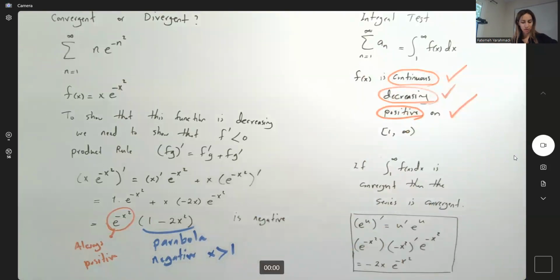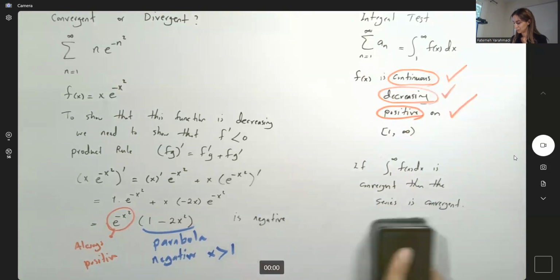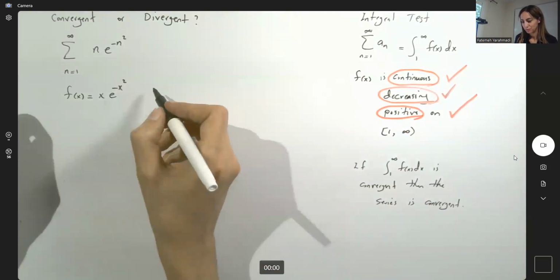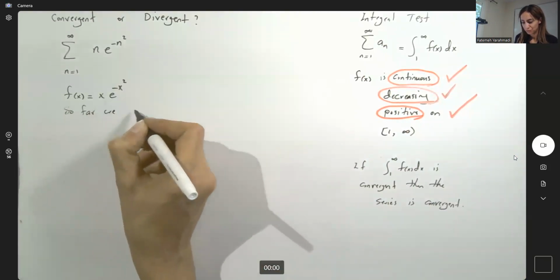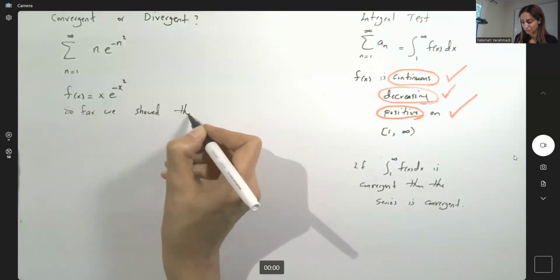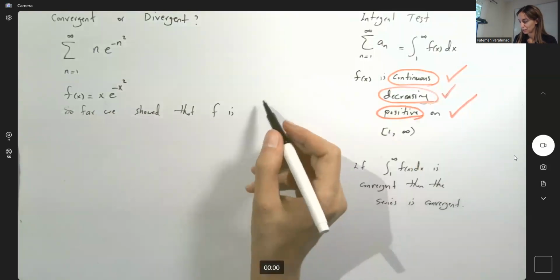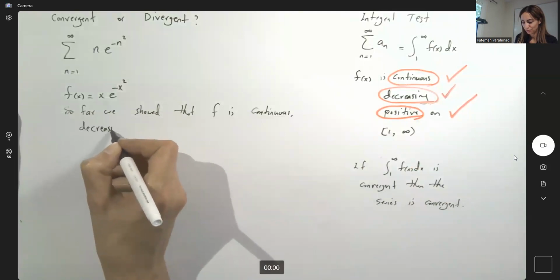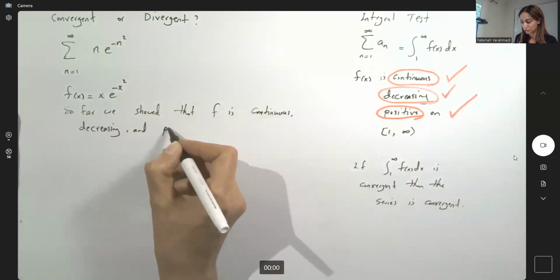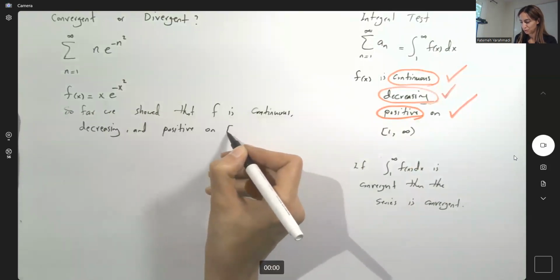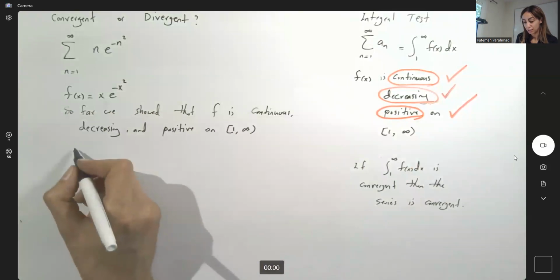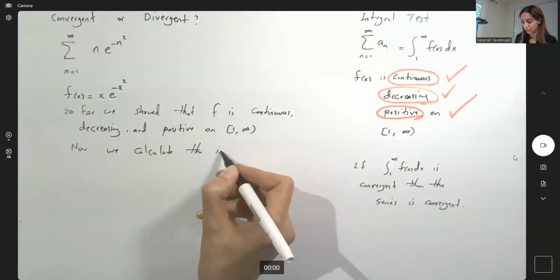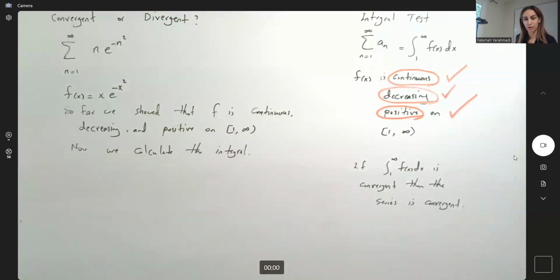So let me erase the rest of the board. So far, we showed that f is continuous, decreasing, and positive on 1 to positive infinity. Now we calculate the integral. This part is important for us.